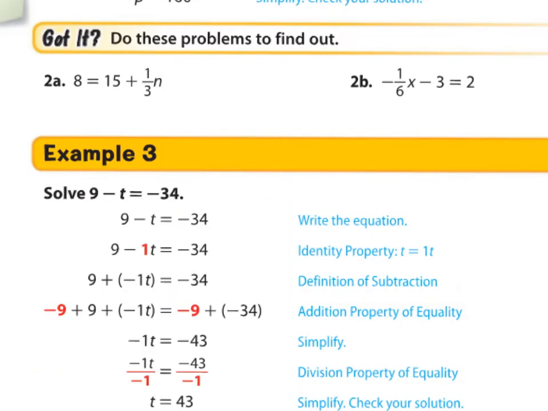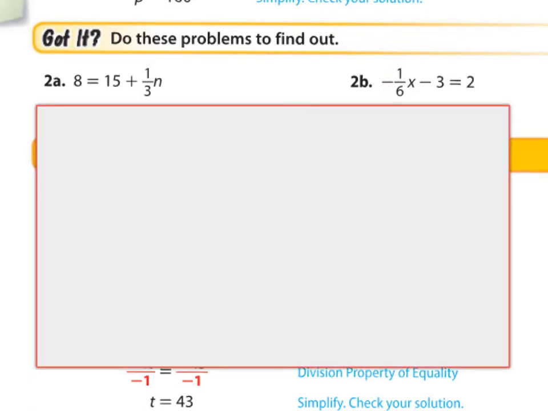Okay, now we have to try it on our own, and you see here that this is the same. It's just they wrote it the other way around, where they're writing the 8 equals 15 plus 1/3 n, right? So it's just flipped around, and you have 2b with a negative coefficient. Okay, please pause the video and try it on your own now. Pause now.